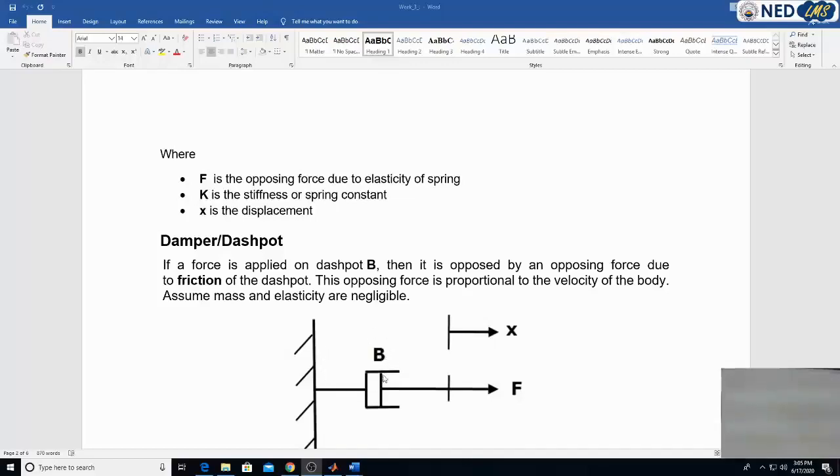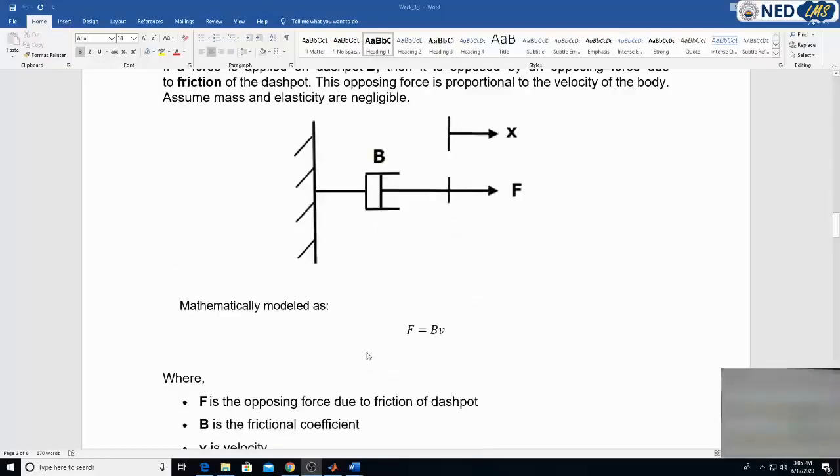And this mechanical system can be represented with the help of this mathematical equation, or the mathematical model of this physical system. Friction is basically modeled by this mathematical equation. What does it mean? F is basically the opposing force due to friction.